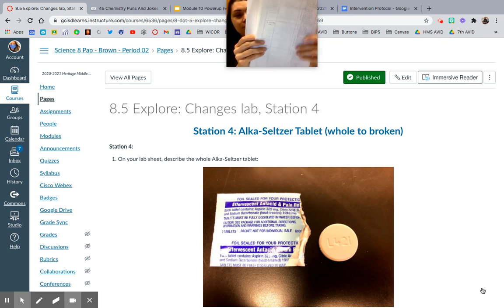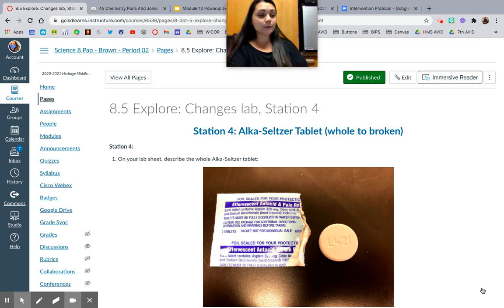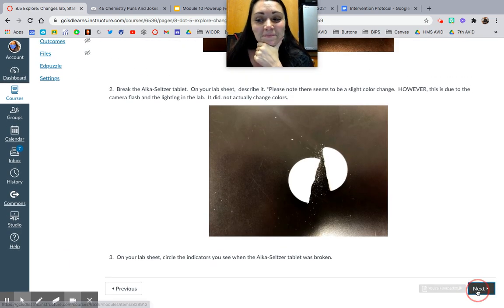I know, y'all, that edge is kind of annoying. And then Alka-Seltzer and tablet, same thing. And you're going to tell me whether it's physical or chemical. And that's it, y'all. And you'll know you are done. Wait for it.